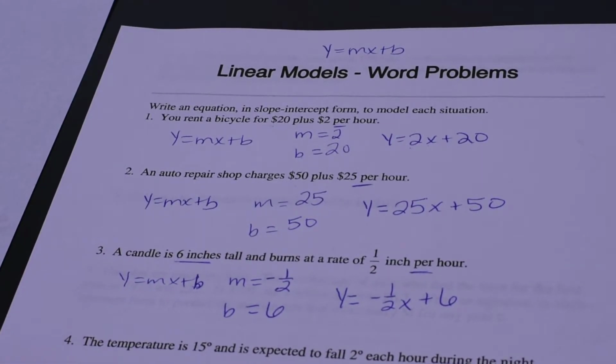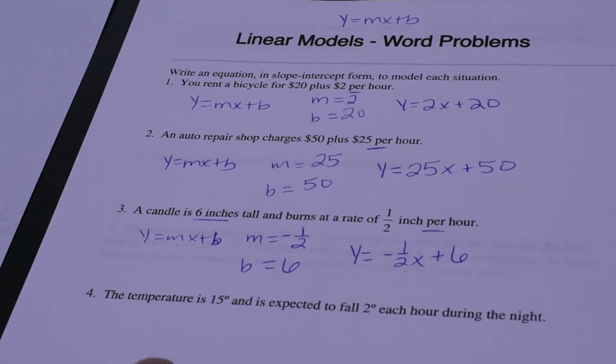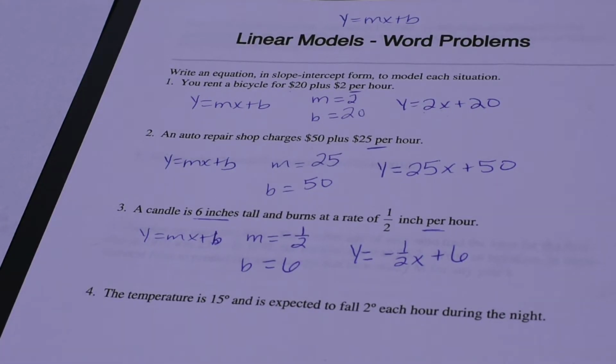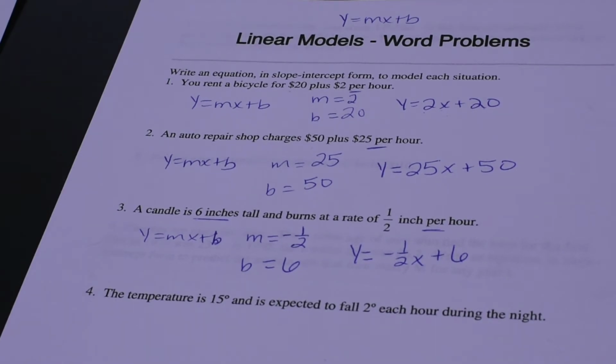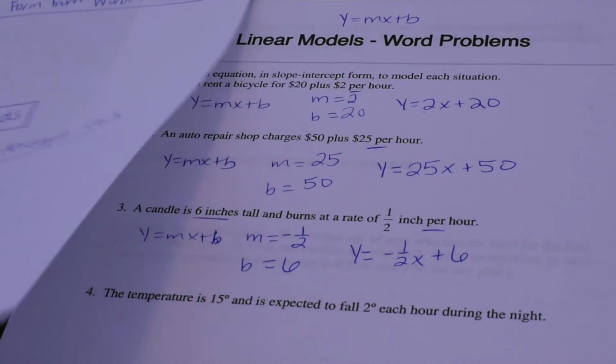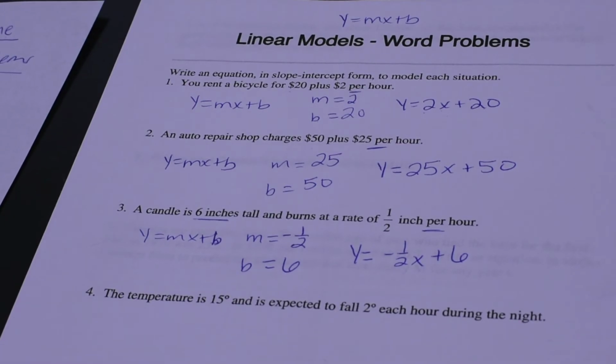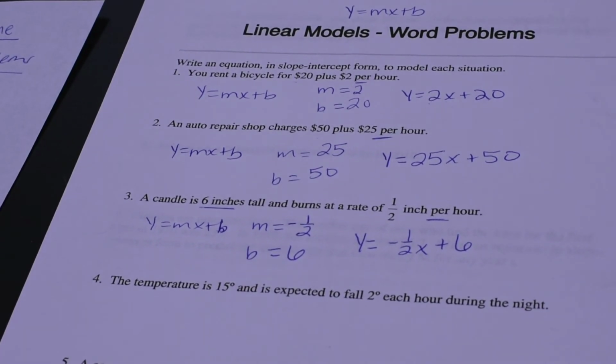So number 4, you'll see that it says expected to fall 2 degrees each hour. So if it's falling, your slope should be negative. Okay, so attempt to do the others by yourself. There will be a cheat sheet so you can check your answers, not to get the answers, but to check your answers. And when you are done, raise your hand and let Miss A know.